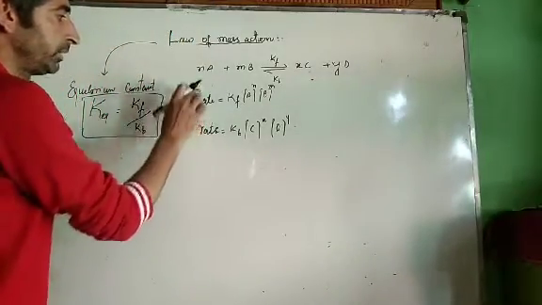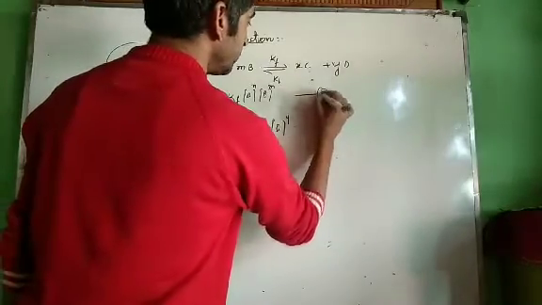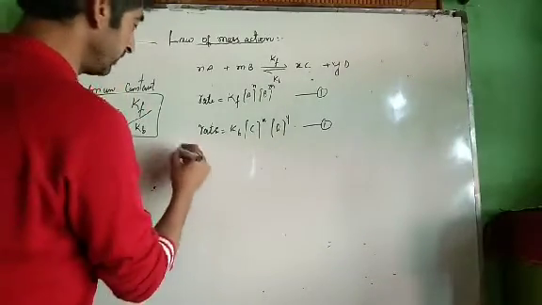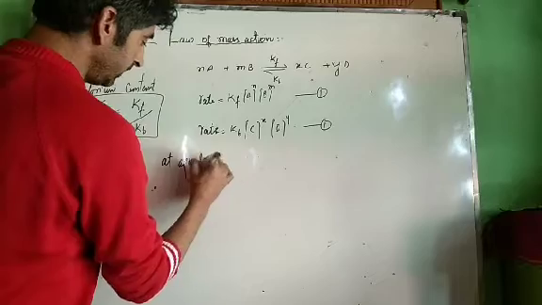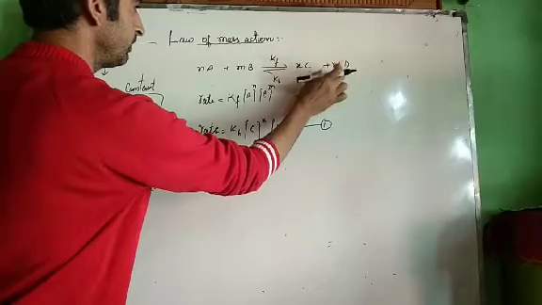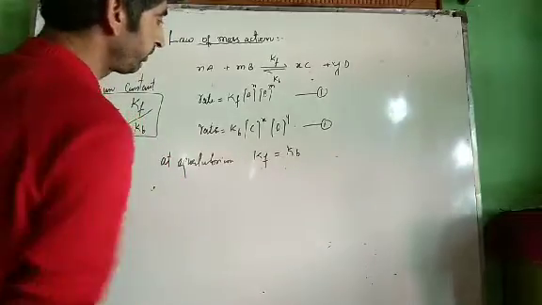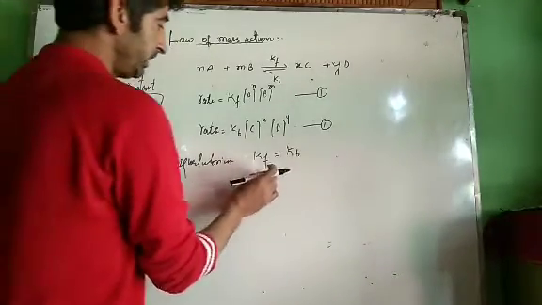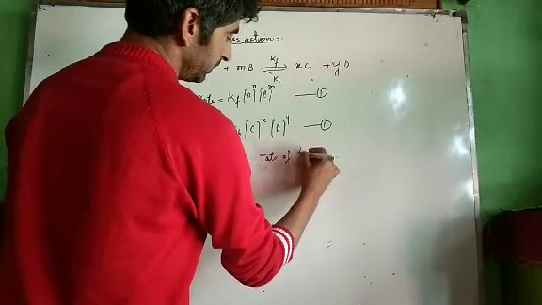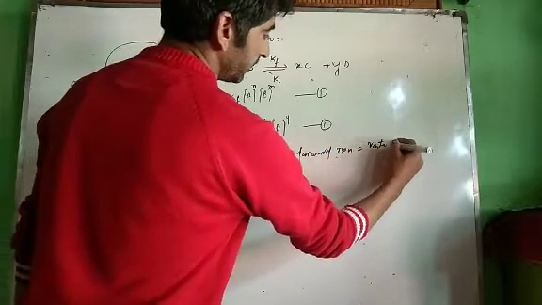Now what happens at equilibrium? These two rates become equal. At equilibrium, these two rates become equal. This is equation first, this is equation second. At equilibrium, as we have studied in the last lecture, the rate of forward reaction becomes equal to the rate of backward reaction.